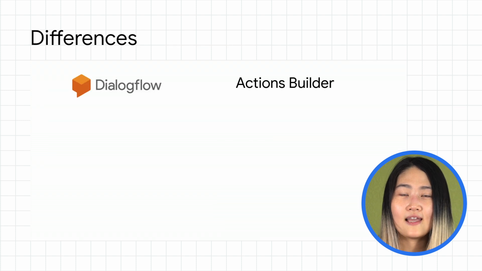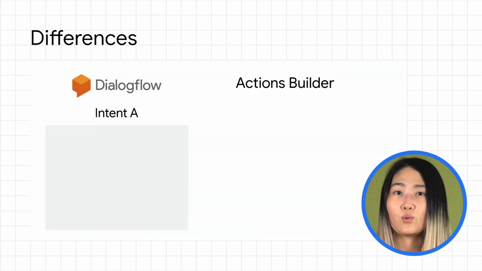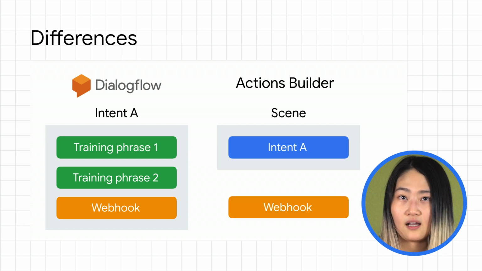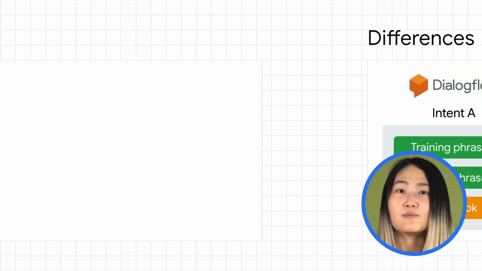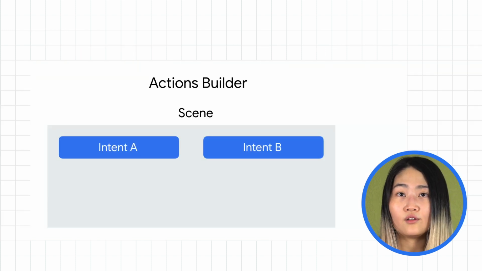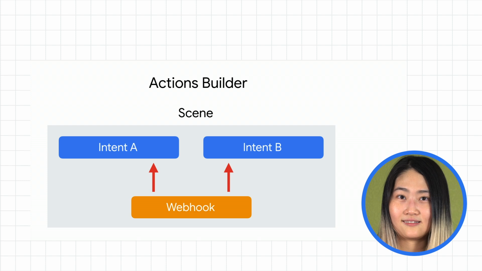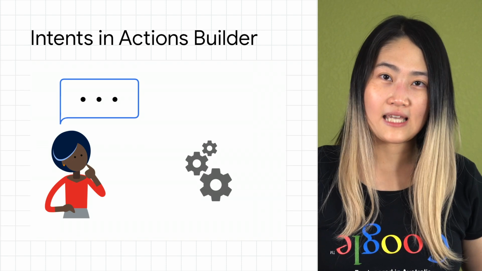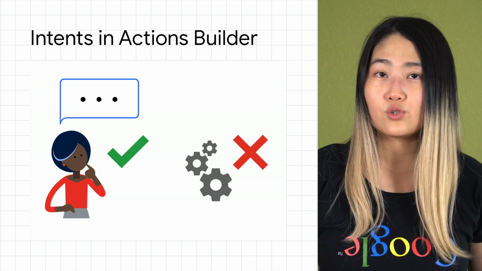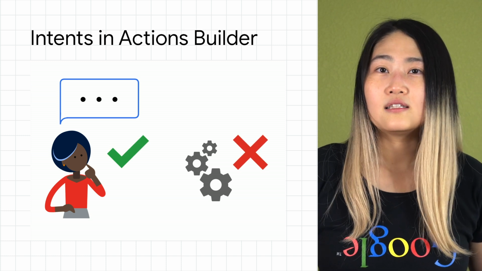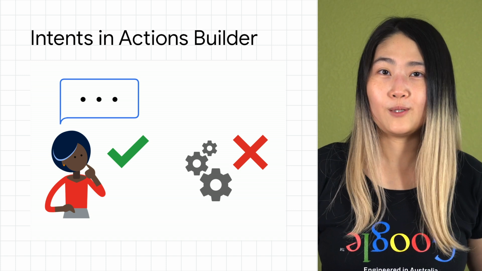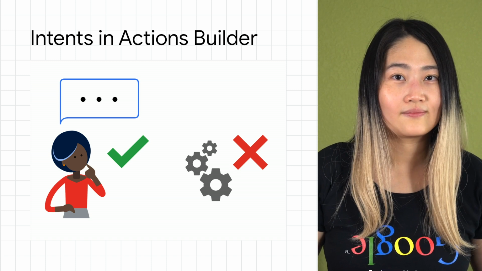Another distinct difference between Dialogflow and Action Builder is that webhooks are now independent of intents. This means you can reuse one handler logic with multiple intents. Intents should represent what the user says instead of the code you use to process it. This gives you a lot more flexibility in terms of reusing the webhook for different intents.